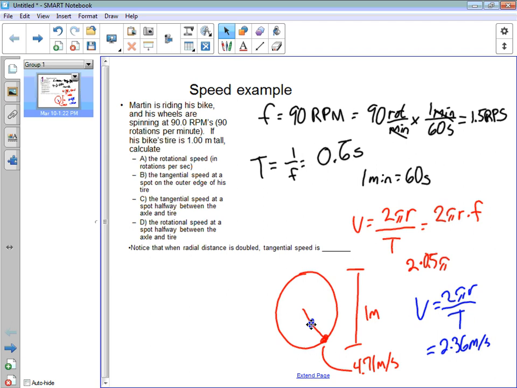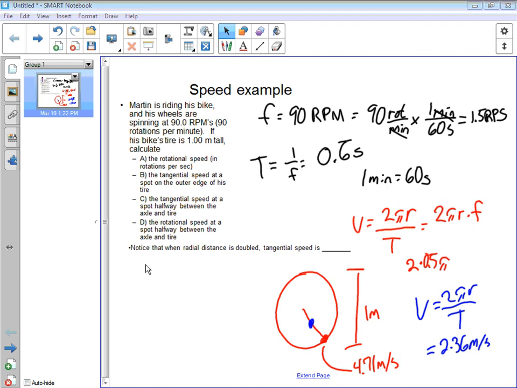In the case of D, the rotational speed at a spot halfway between the axle and the tire, well, how would that change at all from part A? It doesn't. The rotational speed is the same throughout the whole thing. It doesn't matter where it is in terms of distance from the center.